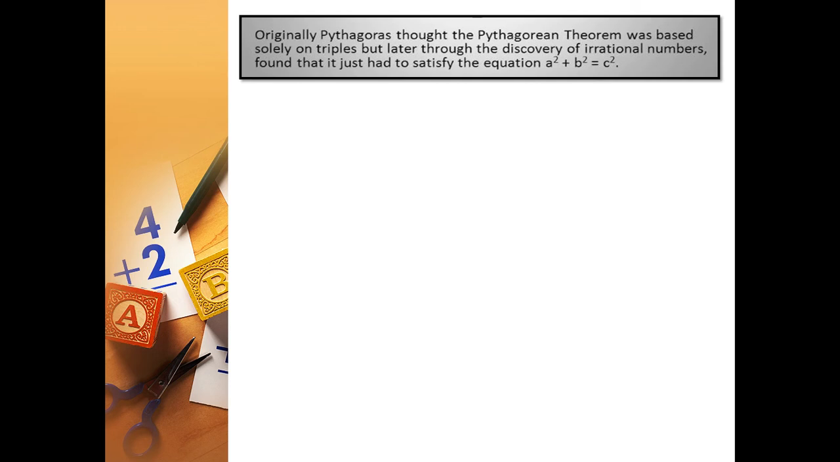Originally, Pythagoras thought that the Pythagorean theorem was based solely on triples, but later, through the discovery of irrational numbers, found that it just had to satisfy the equation a square plus b square equals c square.